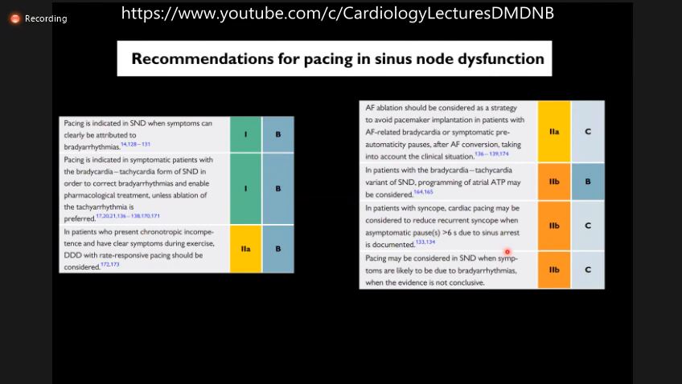So with this background, I'll just give a snapshot of the current recommendations for pacing in the various bradyarrhythmia subsets.